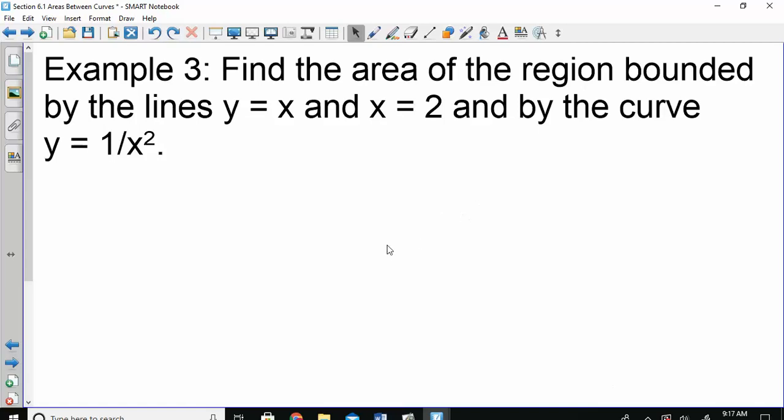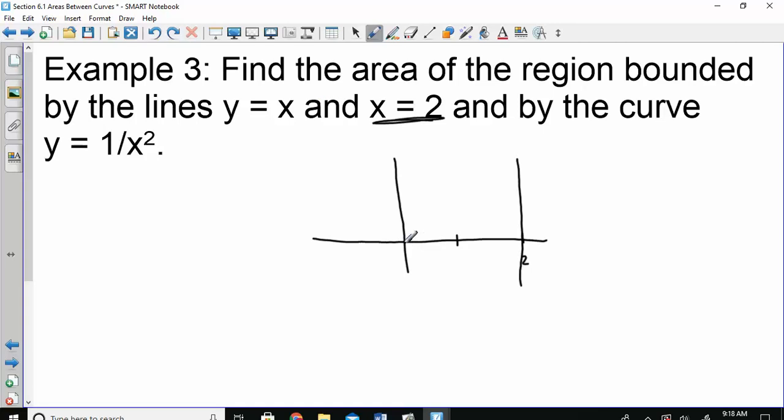So I'm asking for the area bounded by the lines y equals x, x equals 2, and y equals 1/x squared. Okay. So I have really 3 pieces here. What's x equals 2? That's a vertical line. So this is my x equals 2. So that's going to be our stopping point.